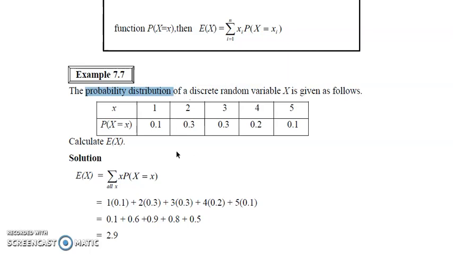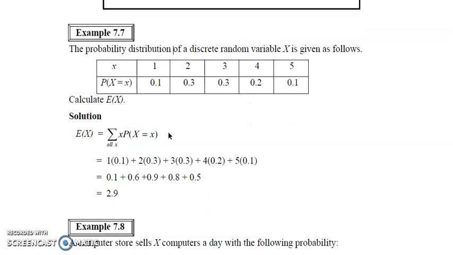So what can you do over here? You are already given a PDF table. This is the formula, the summation of X multiplied with the PDF. So X is equal to 1 multiplied with 0.1 plus 2 multiply 0.3 plus 3 multiply 0.3 plus 4 multiply 0.2 plus 5 multiply 0.1. You may use your calculator, don't worry. So the answer will be 2.9. Is it easy? Yes, it is easy for you. So this is the formula for the E(X), which is expectation.